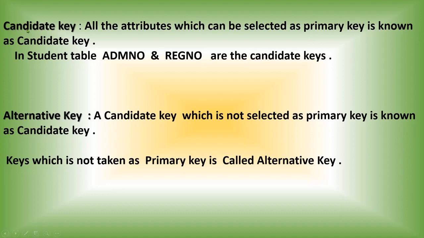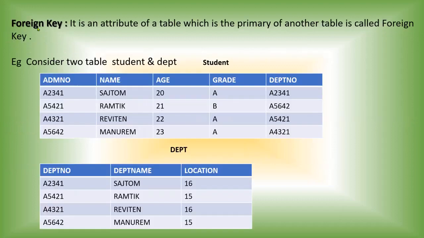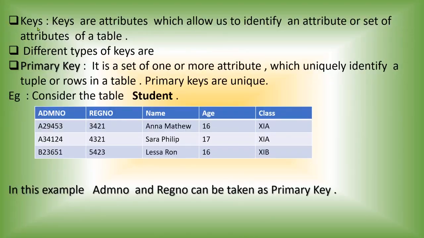So here, what I'm going to explain is candidate key. Candidate keys are all the attributes which can be selected as the primary key. In the previous example, I can say register number and admission number are the candidate keys. They are the candidates for the primary key. Out of these two, any one can be selected as the primary key.